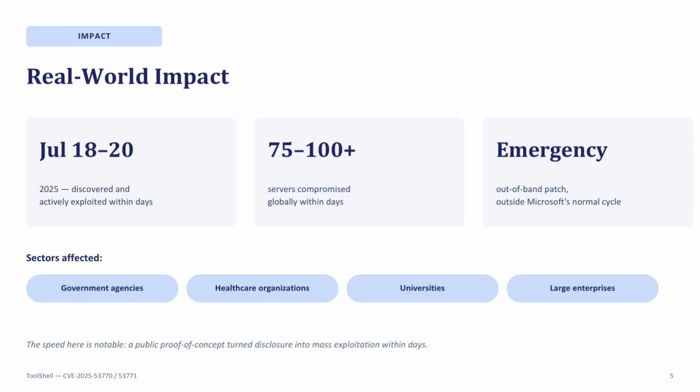Real-world impact. July 18th to 20th of 2025. Discovered and actively exploited within days. 75 to 100-plus servers compromised globally within days. Emergency out-of-band patch, outside Microsoft's normal cycle. Large enterprise sectors affected: government agencies, healthcare organizations, universities. The speed here is notable. A public proof of concept turned disclosure into mass exploitation within days.